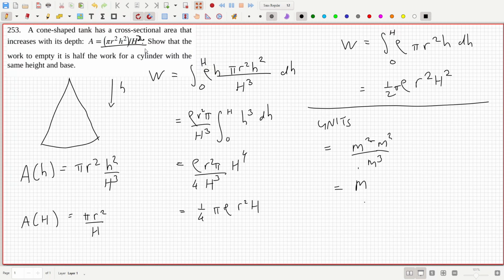That should be a 2, I think. If that was a 2, that's a 2. So that would be a 2. And that would be half of a half pi rho r squared h squared. So I really think there's a typo in that question.